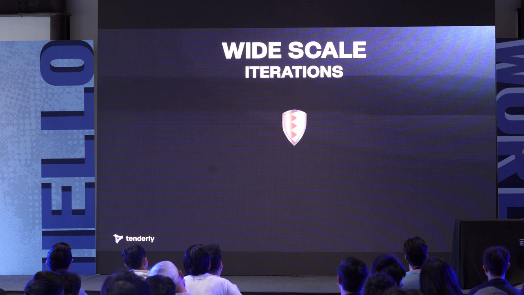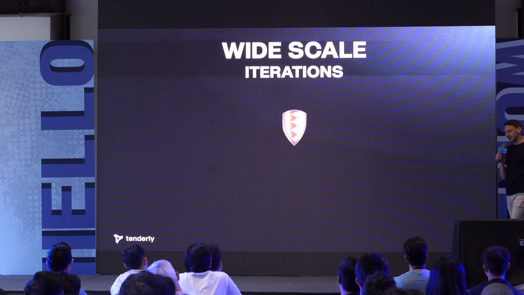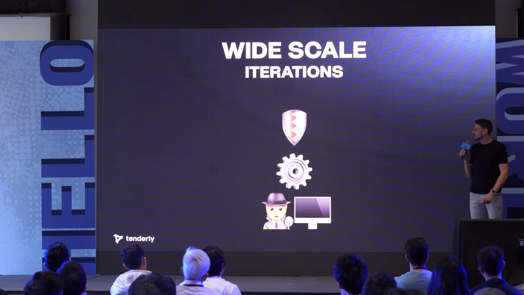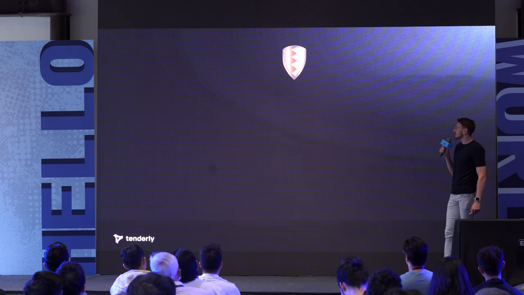Now, on a wider scale, where do we iterate? Well, there's the security aspect, and this is a pain point for many of us. There's automation, and there's QA testing. So let's talk about security.